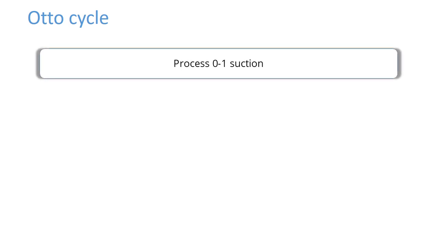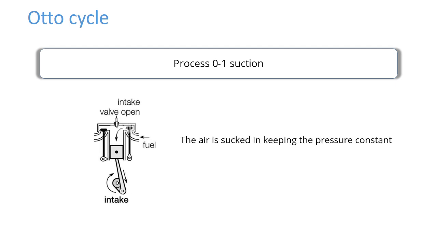We name it process 0 to 1, where the air is sucked in, keeping the pressure constant. As you can see, the atmospheric air is entering the cylinder and the volume of the cylinder is increasing while the piston is moving from TDC to BDC. You can observe from equations like the ideal gas equation, when the volume increases, the pressure must decrease. But in our case, we are keeping the pressure constant. This is possible by letting the air from the atmosphere enter the cylinder, and we can keep the pressure constant.